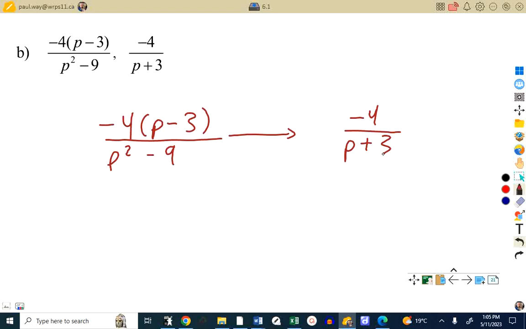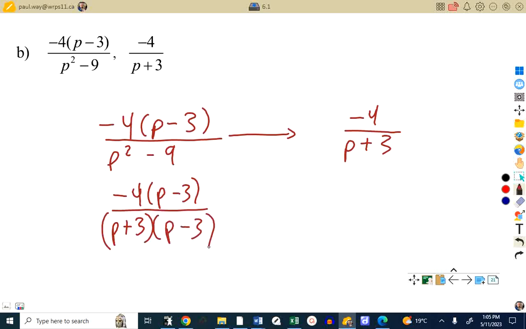Seeing factors allows you to see things you wouldn't normally see. This is negative 4 times p minus 3 over a difference of squares, which is p plus 3, p minus 3. So now, what have we done? Paige: The p minus 3 was factored out of the top and, or like taken out of the top and bottom. I don't know the word. There's a word we can use here. Well, we factored it, and now what?